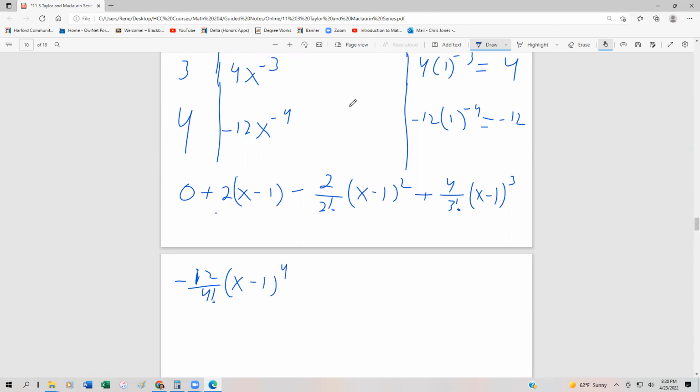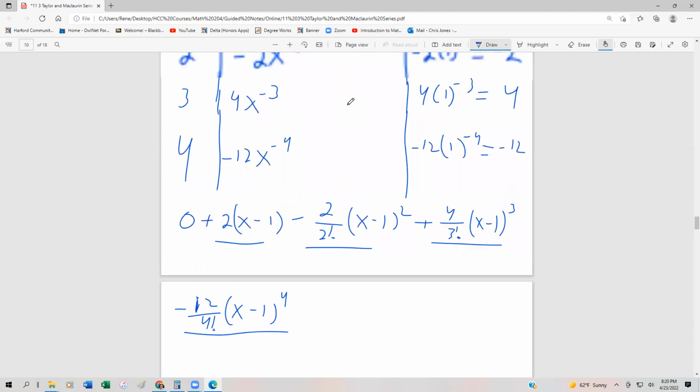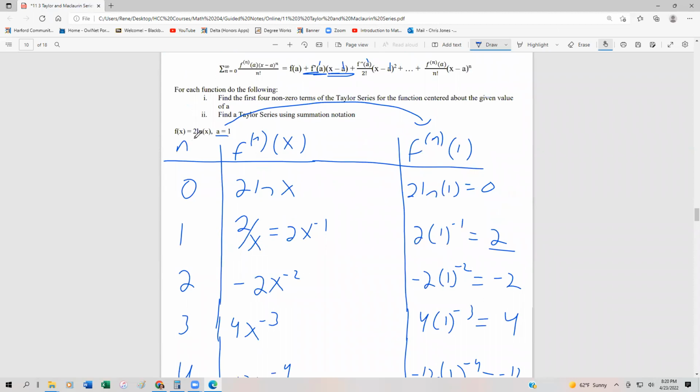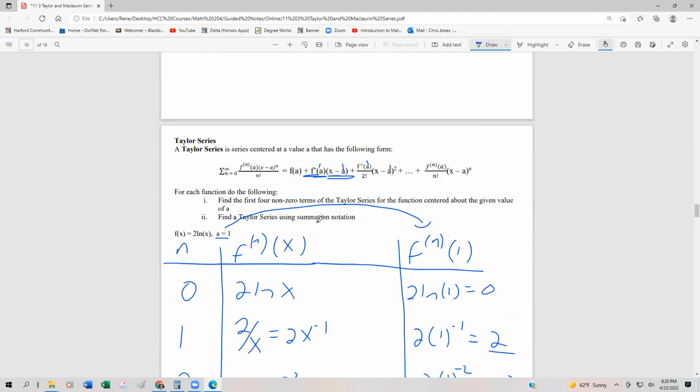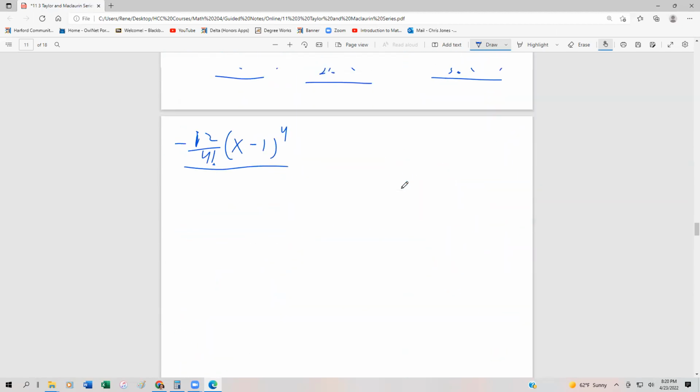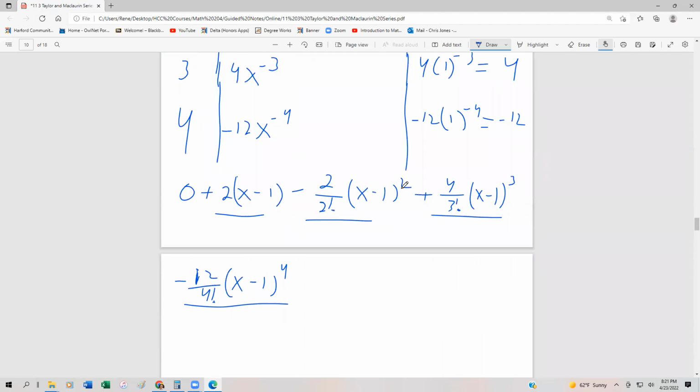All right, so these are the first 4 non-zero terms of this polynomial, 2 ln of x, or this Taylor series. All right, now we have to guess some sort of summation notation for this, and that's where we look for our patterns. All right, so we always want to look for patterns when we're doing these things.